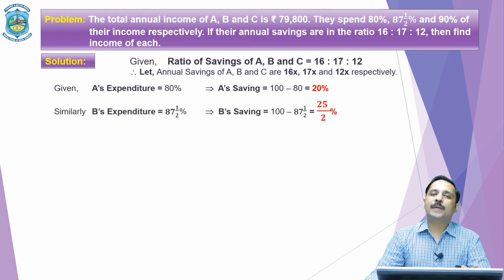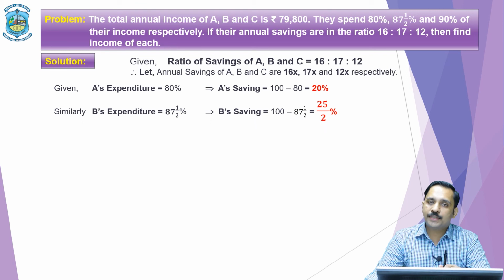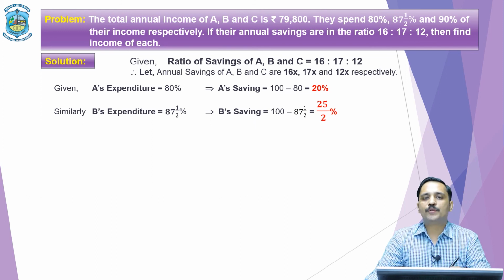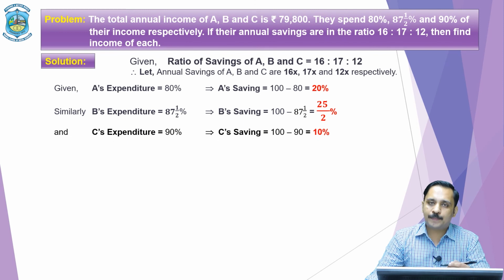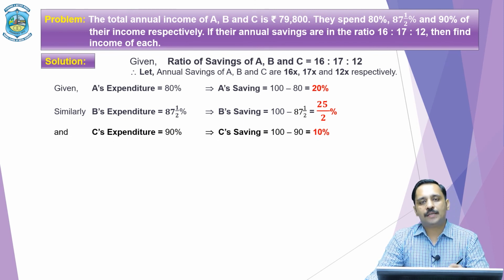Similarly, B's expenditure is 87.5%. It implies that B's saving is equal to 100 minus 87.5, which is equal to 25/2%. And C's expenditure is 90%. That means savings of C is equal to 100 minus 90, which is equal to 10%.